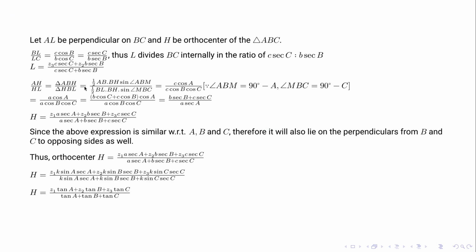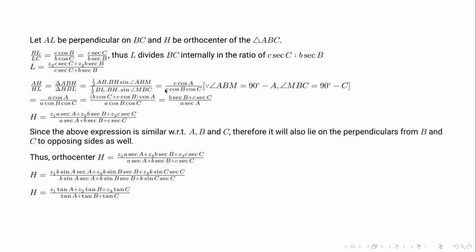Now, clearly, area of ABH would be half into AB into BH into sine angle of ABM. That is from the formula of area of a triangle. And area of HBL would be half of BL into BH into sine MBC. Now ABM, if you see in the diagram, that would be 90 degree minus A, and MBC would be 90 degree minus C. So this becomes BH will be cancelled out, AB would be C, and BL we have already deduced as C cos B. So that would be C cos A divided by C cos B into cos C.